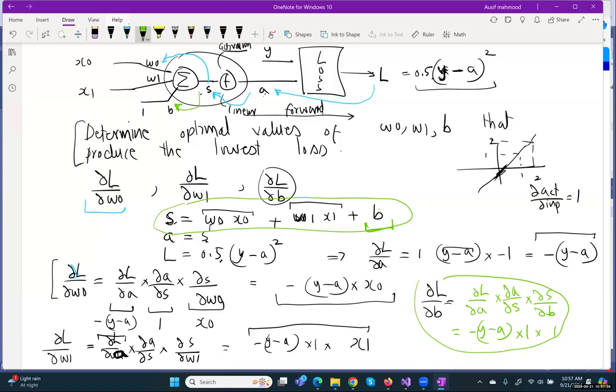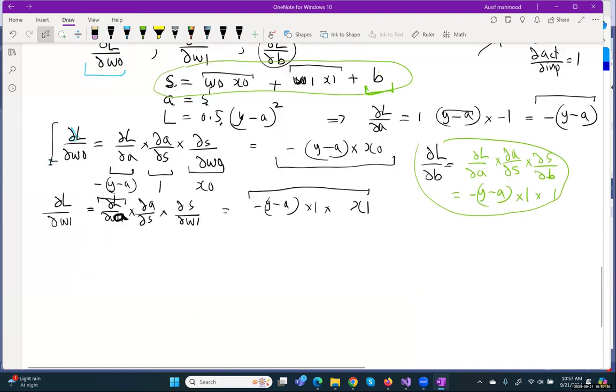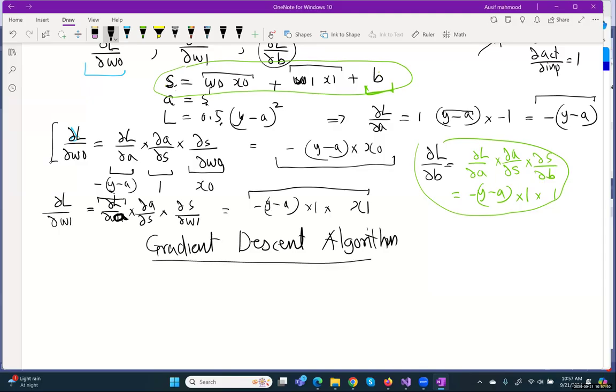So now that we have 3 partials calculated, right? So now let's come to the gradient descent algorithm. So for the gradient descent algorithm, instead of focusing on W0, W1, and B, okay, the general idea was, for example, if we take a look at the loss function, right? 0.5 (y minus A) squared, okay?